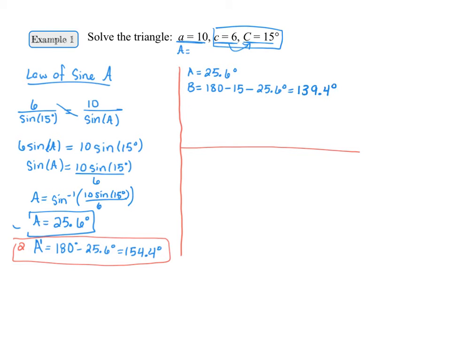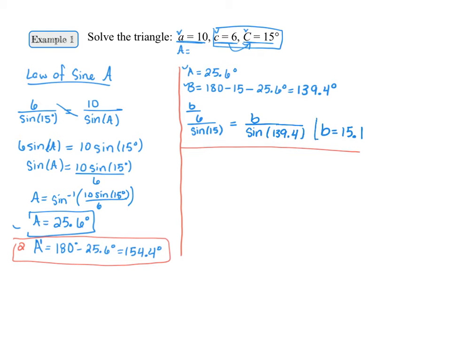139.4 degrees. Okay, so just checking back in my process, I had side A, I had side C, I have angle A, angle B, and angle C. So the only thing left to find is side B. And I'm going to use another law of sines to find that. Now we've had some practice with law of sines, so I'm going to do all this work off camera and see if you can set up a ratio to find side B.